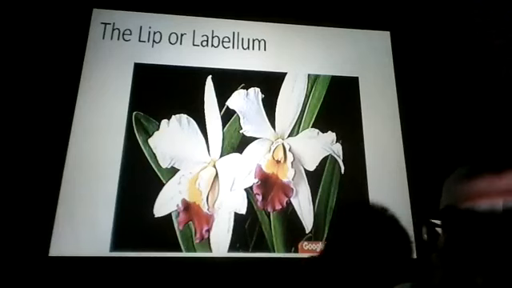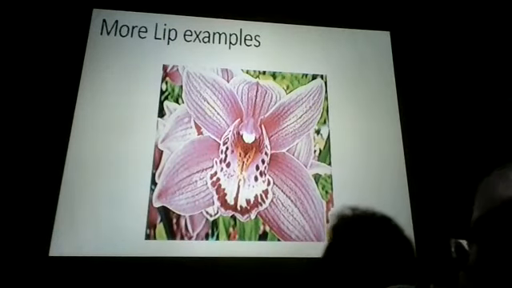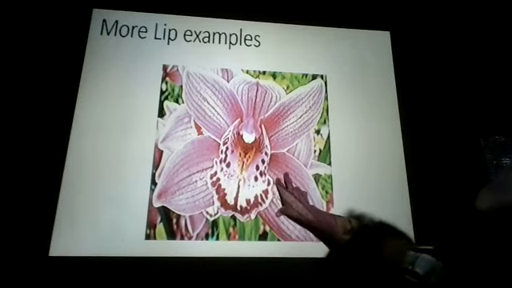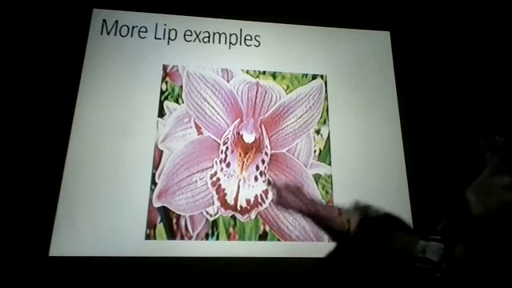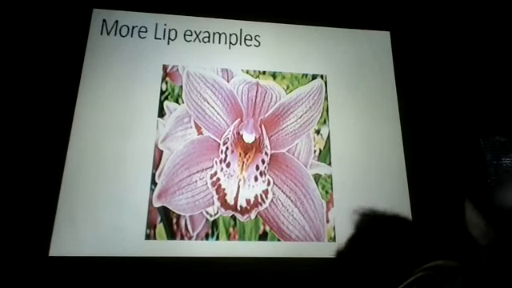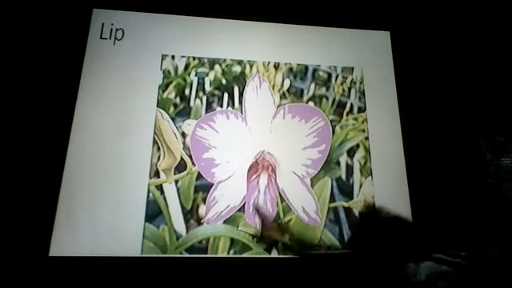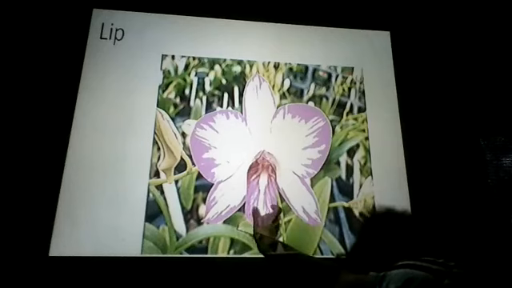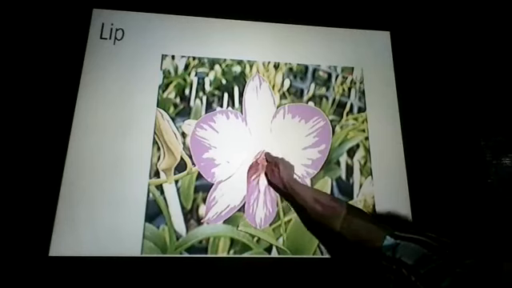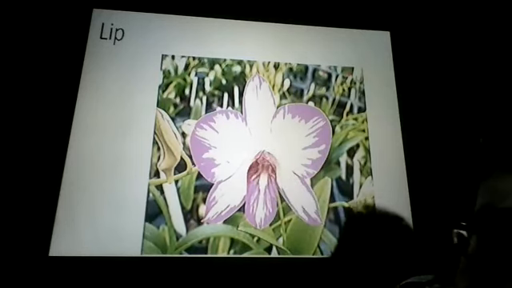Okay, now the next slide, please. Okay, here's more examples of lips. This is a Cymbidium, or the boat orchid, and you can see that the lip is very modified. Go ahead. Here's another lip example on a Dendrobium. You see that the lip is short as far as width, but it encloses the column, so you can hardly see it back there. Go ahead.